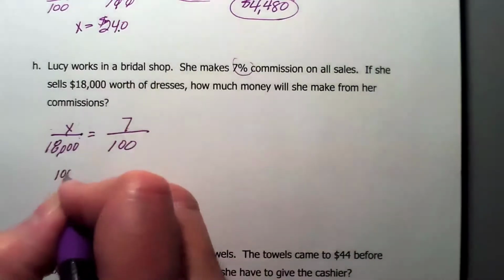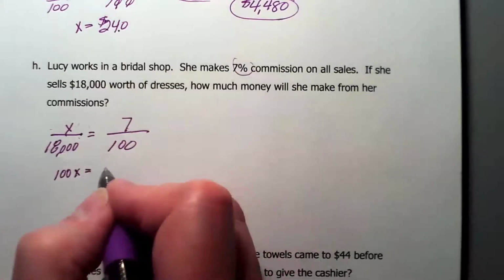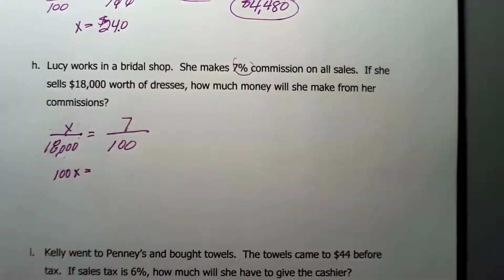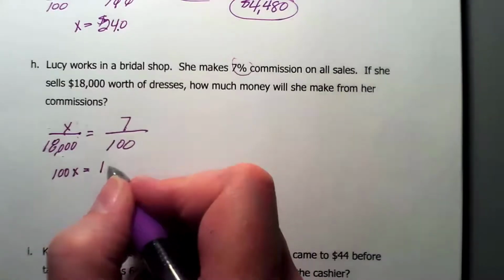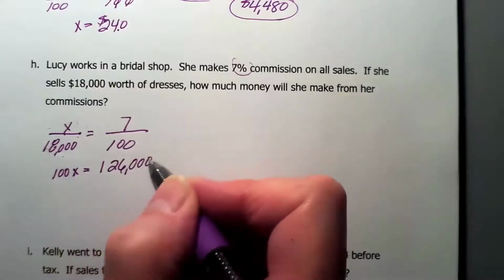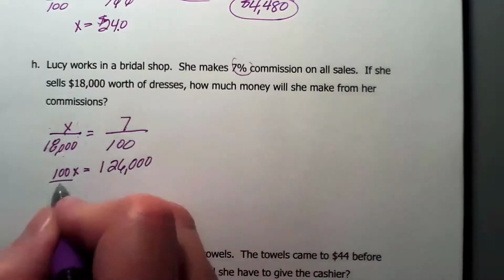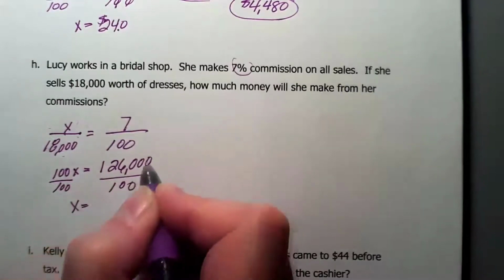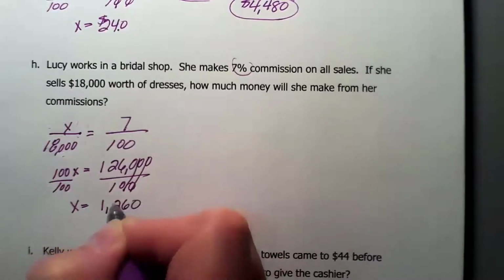So we have 100x equals 18,000 times 7. I'll grab my calculator and do that. It's $126,000. Divide by 100. It's $1,260 is what she will make.